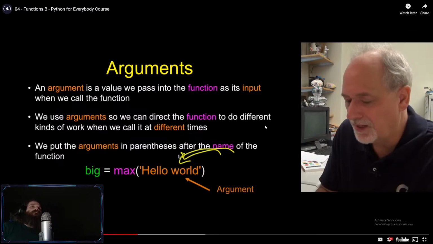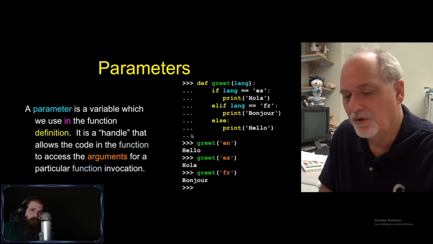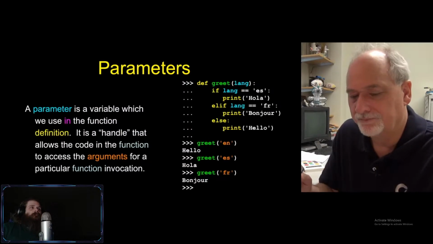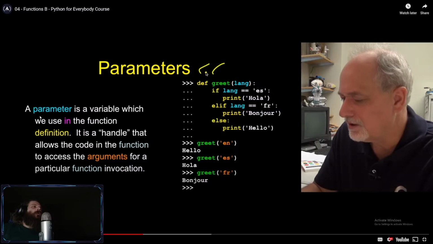Arguments are the things we pass in, and for the functions that we're going to build, we use the def statement, so we say def greet, naming a function. A parameter is a variable which we use in the function definition. It's a handle that allows the code in the function to access the arguments for a particular invocation.